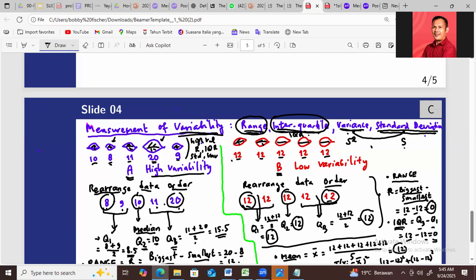While for data with low variability, the range is small, the IQR is small, the variance is small, and the standard deviation is also small. So if we see a small value of range, IQR, variance, and standard deviation, we know that the data has low variability.